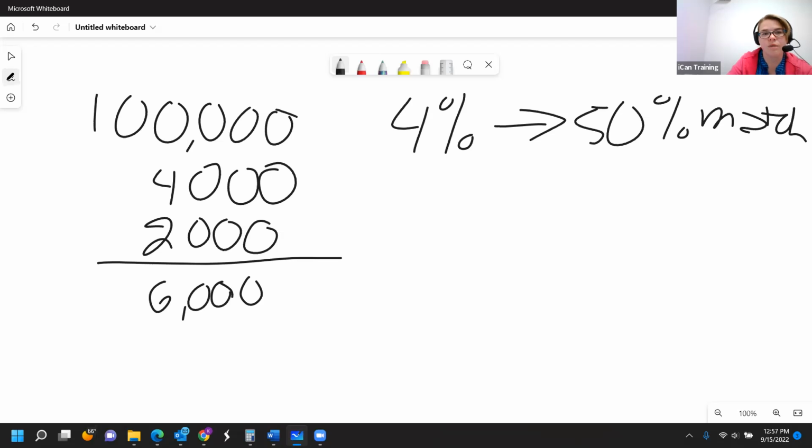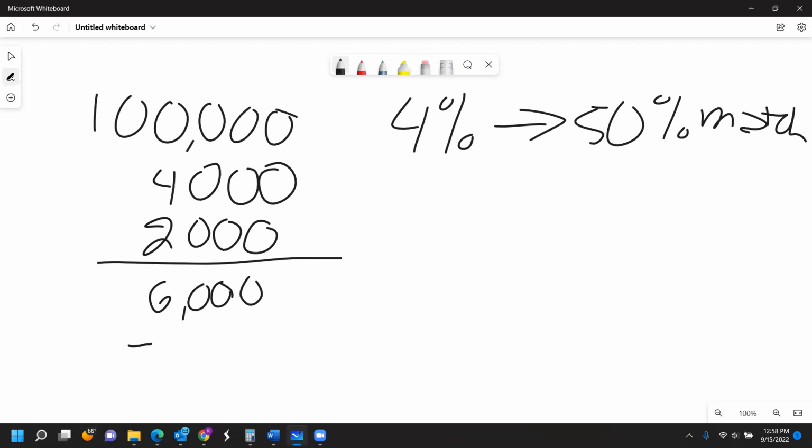Can anybody tell me what the stock market's doing right now? Anybody know how much? A lot. Somebody told me that it went down like 30% in a week or something like that.